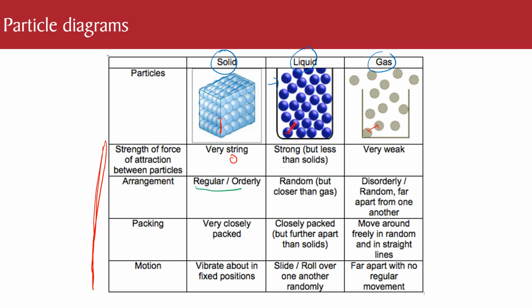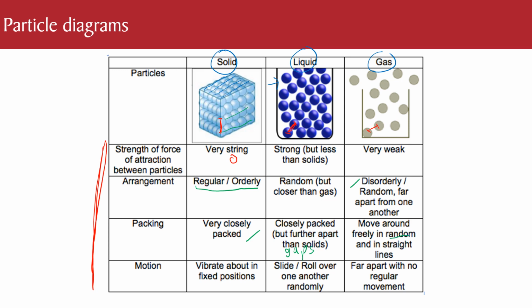Arrangement, regular and orderly. You can see that, all nice lines. Random in a liquid, and very random, very, very far apart, in a gas. Packing, they're very closely packed together. They are closely packed, but further apart than solids. So what you do here is you have small gaps appearing. And then the packing in a gas is moving around freely in random straight lines.